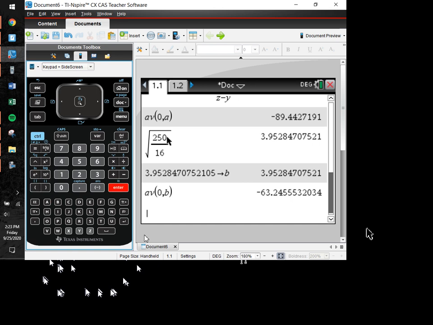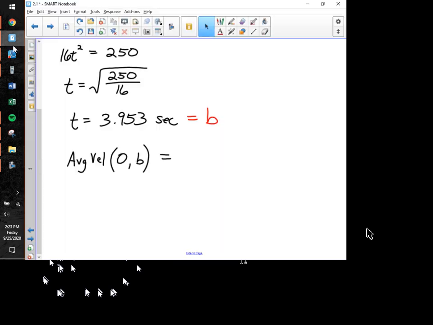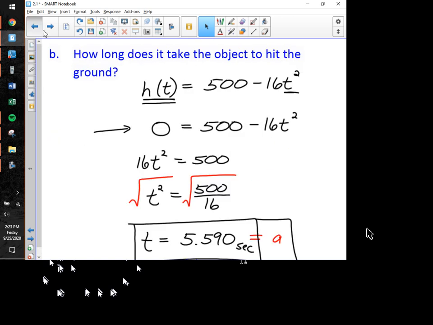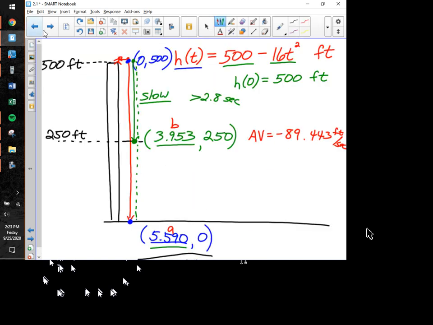And survey says negative 63.246. Once again, the units are going to be feet per second. So that is the answer to what we were looking for right here. And if we go back to the diagram, negative 63.246, oh boy, we got a lot going on. I'm going to get rid of this and now say in green that our average velocity was negative 63.246 feet per second.